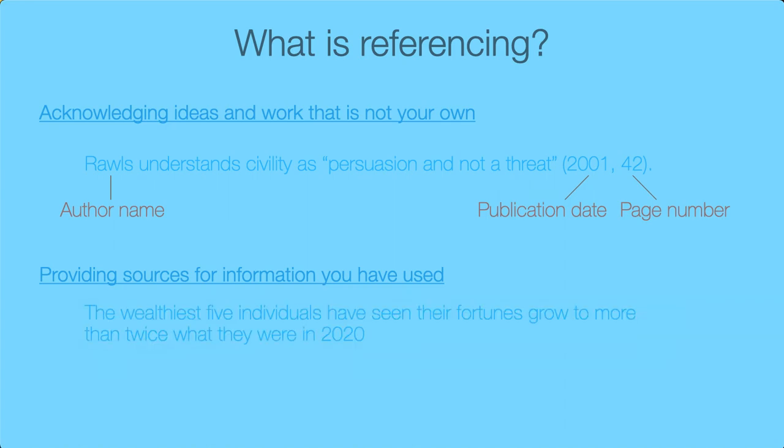Secondly, we can have a sentence like the following. The wealthiest 5 individuals have seen their fortunes grow to more than twice what they were in 2020. Again, our reference information. We have the author, the publication date, and the page number. In this case, this is a report by an organization, and so it's not an individual person's name.